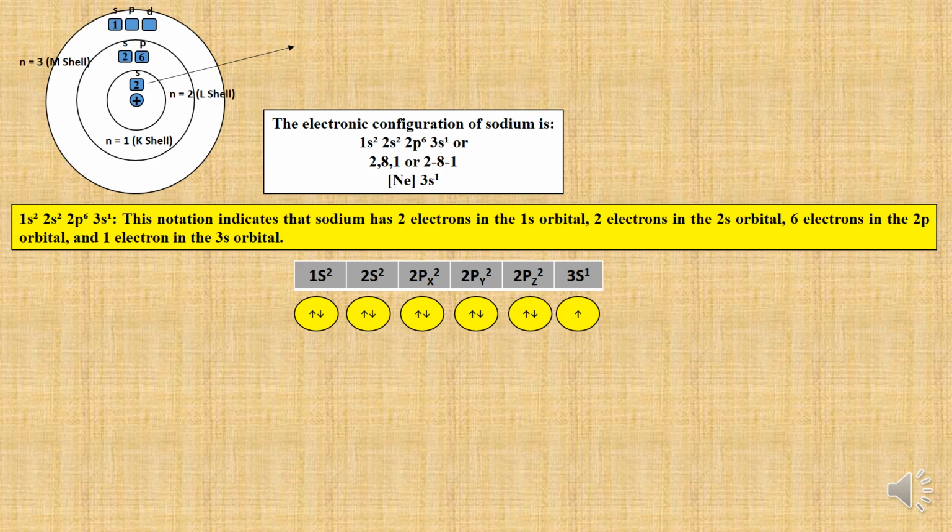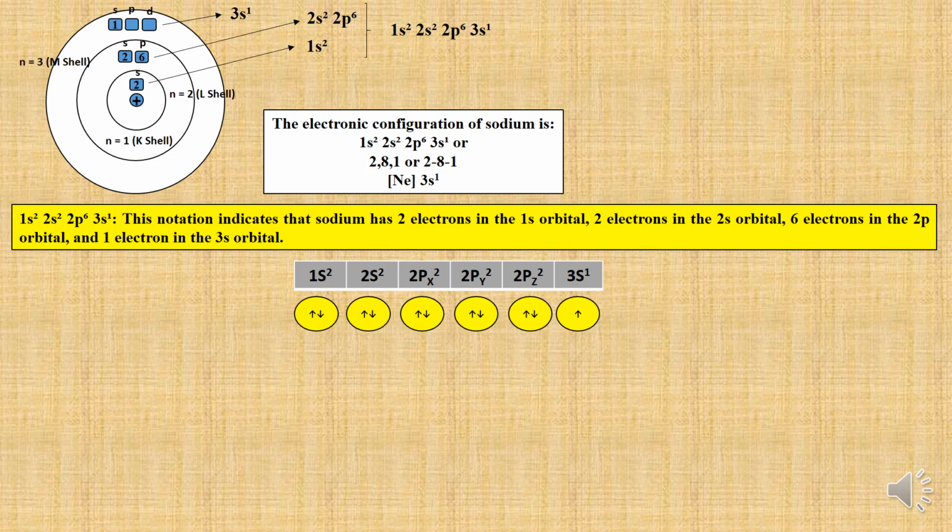Now the electrons in the first energy level, that is housed in the s orbital with 2 electrons, are mentioned as 1s2. The electrons in the second energy level are mentioned as 2s2 and 2p6, while the electron in the third energy level is mentioned as 3s1, and together the electronic configuration is mentioned as 1s2, 2s2, 2p6, 3s1.